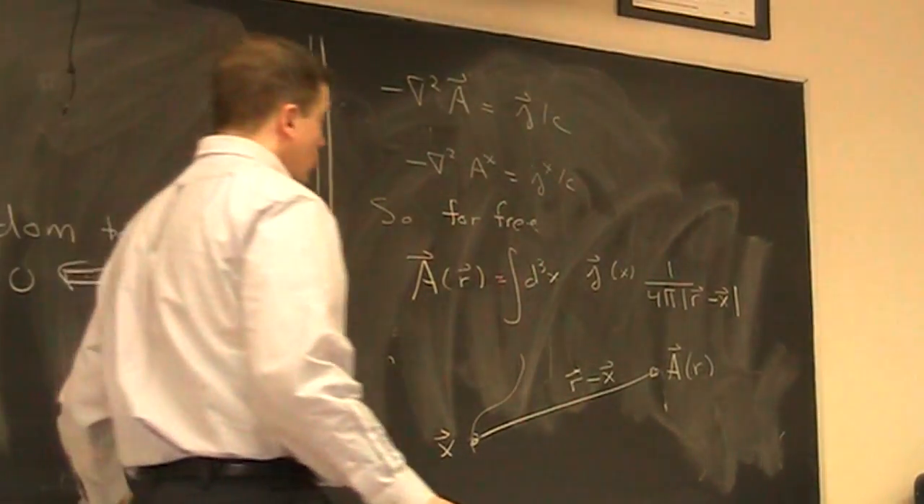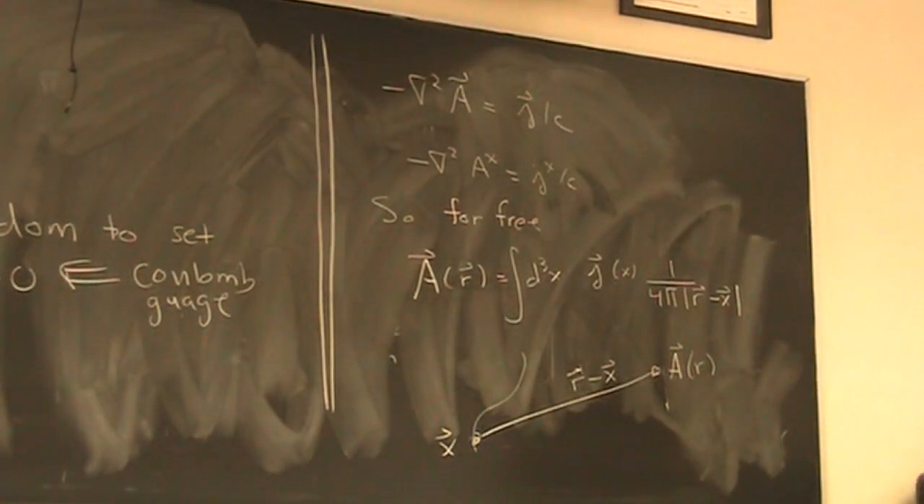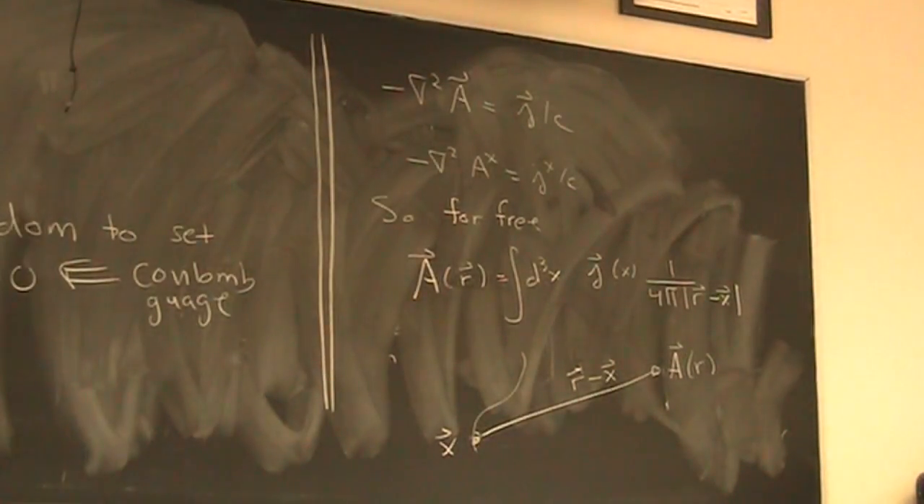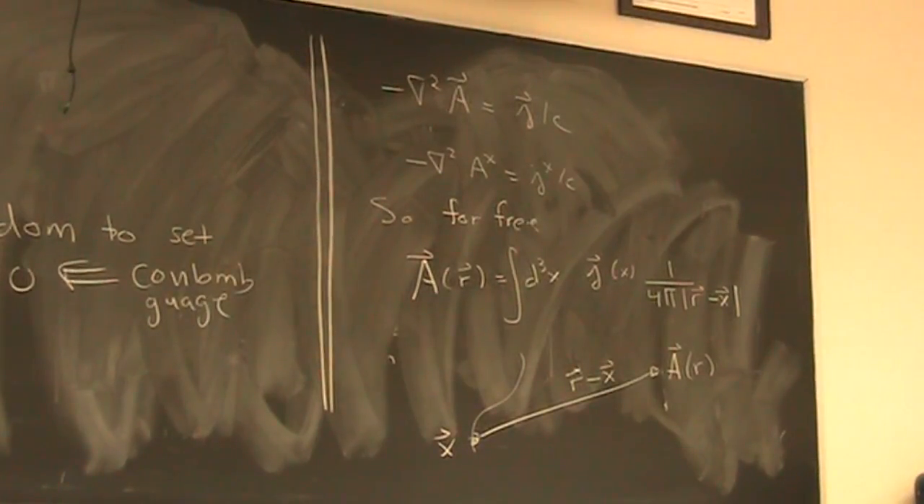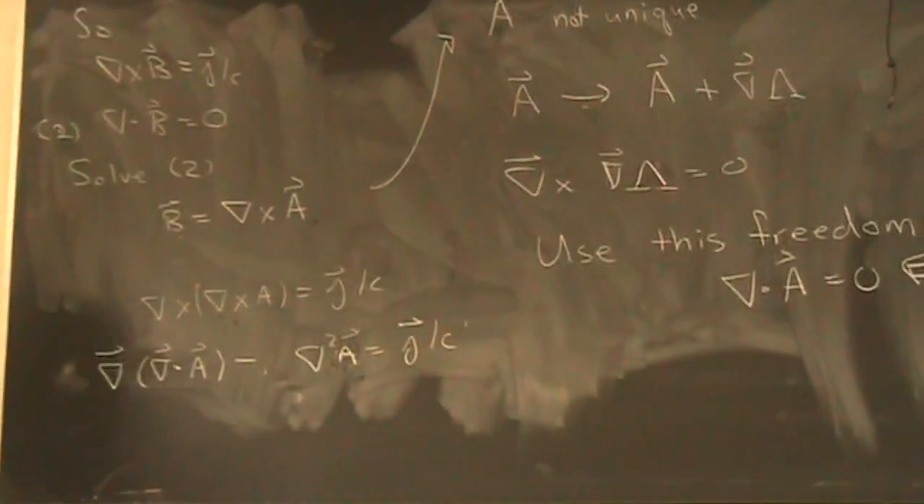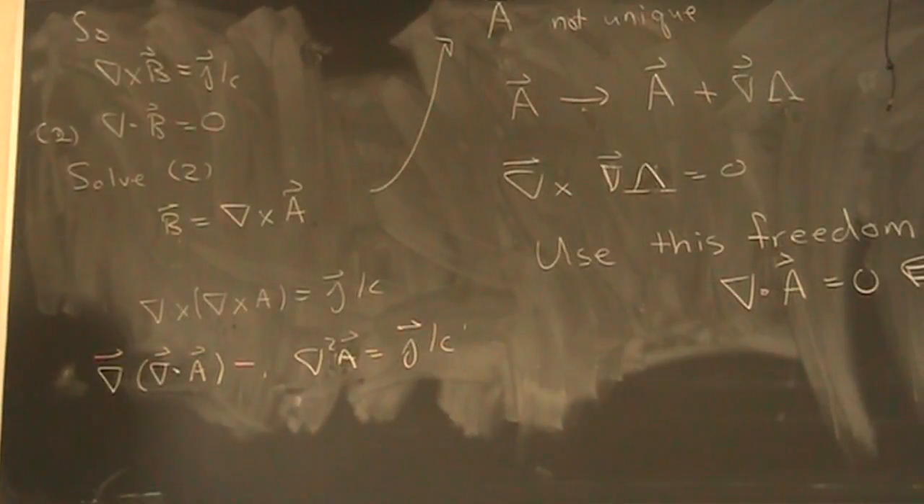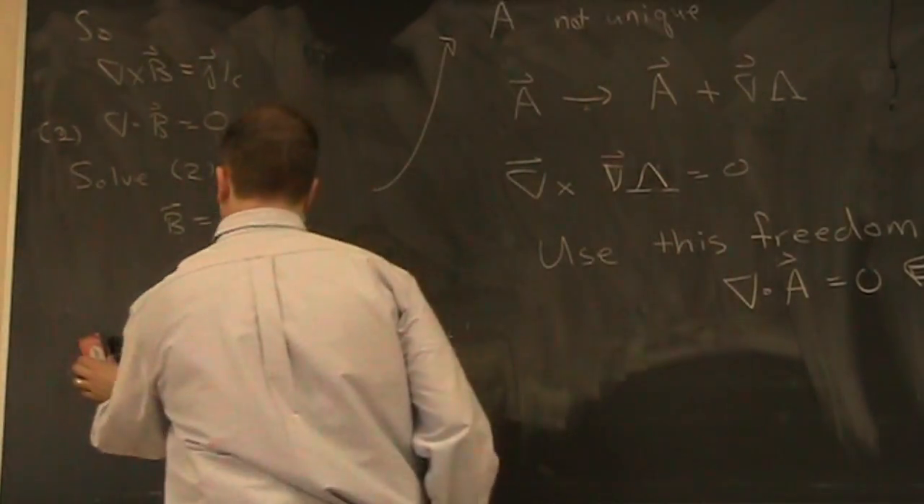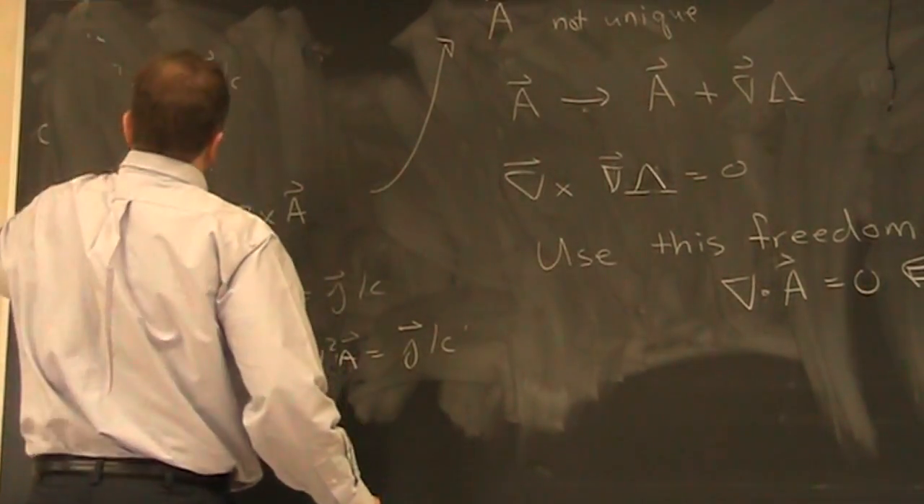Once you know A, you can determine B. And since it's the Coulomb law, I should get the Biot-Savart law. If the potential is like that and I calculate the field, I should get 1 over r squared and get the kind of Biot-Savart law. Let's see how that works out. There's a trick to it.